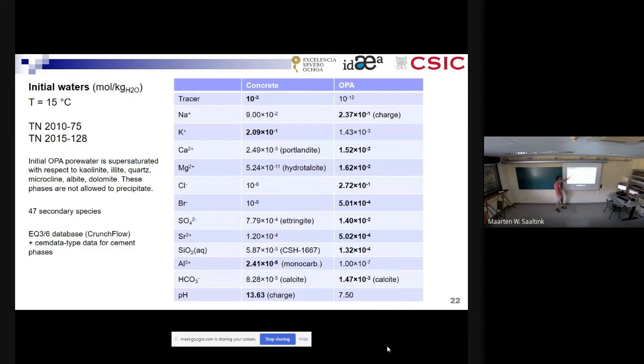But these phases, in the model, are not allowed to precipitate. They can dissolve, and some of them will, as you see, due to the interaction with cement water, but they are not allowed to precipitate, so that the system does not start reacting on its own. Otherwise you would have reaction without contact with the concrete. So these are not allowed. And we use the thermodynamic database from the code, supplemented with data for the cement phases from other databases.